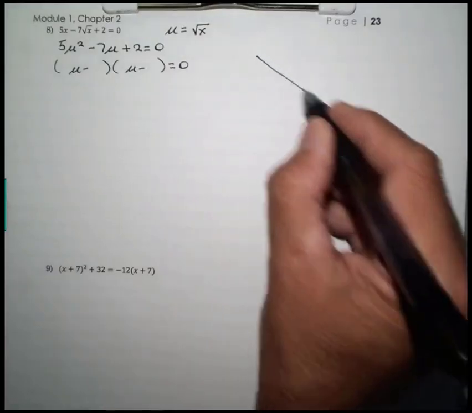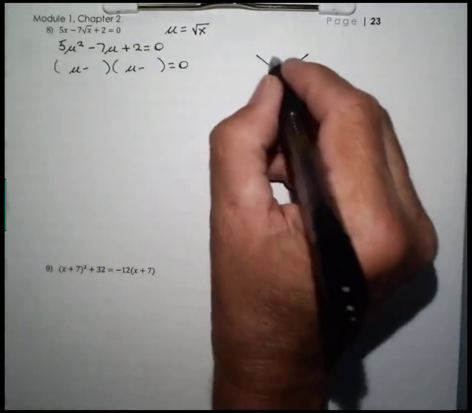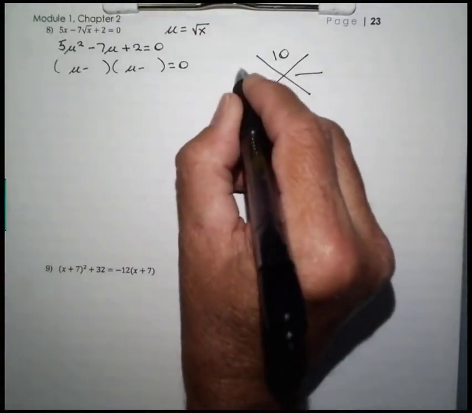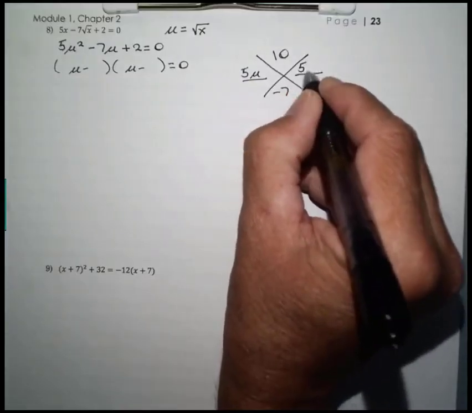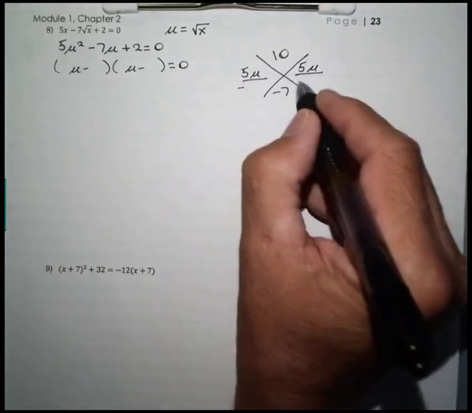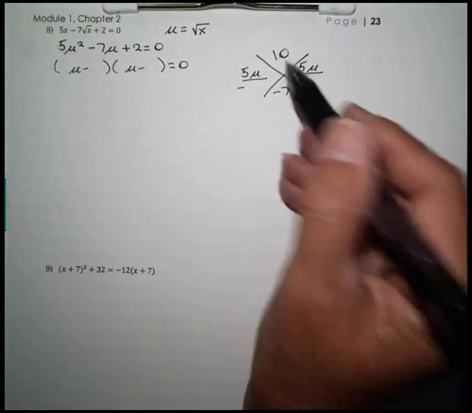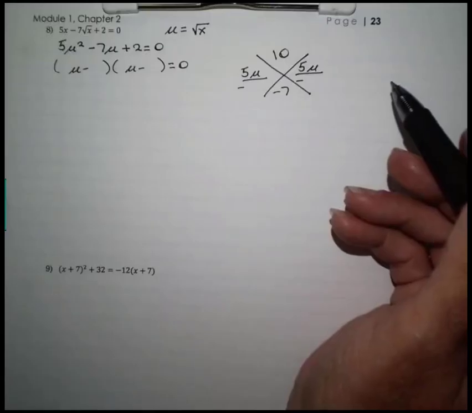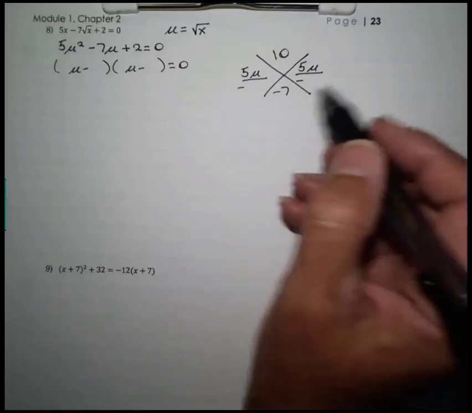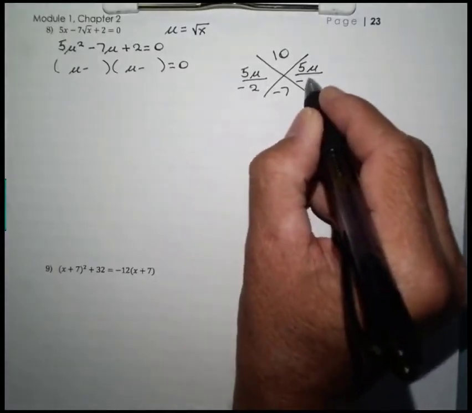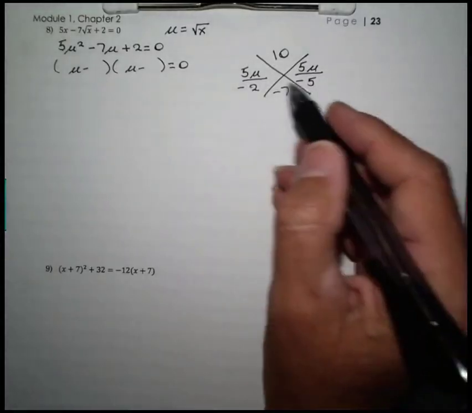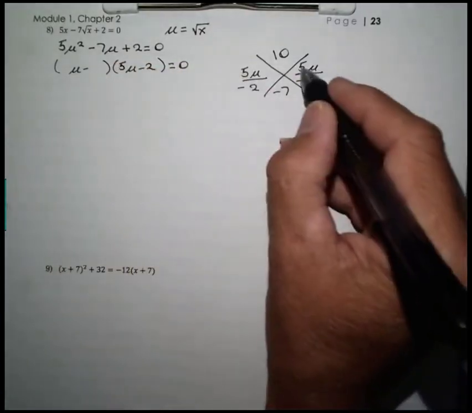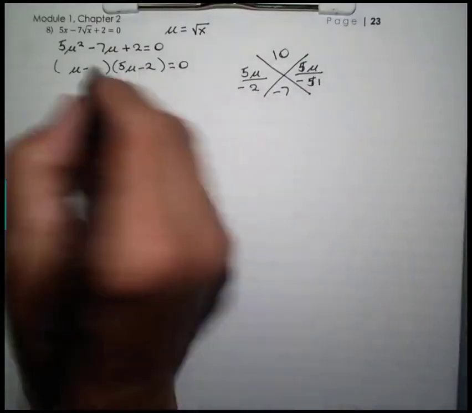And we can come over here and do our diamond. And we can say 5 times 2 is 10. Negative 7 is the middle, the b term. I've got 5u and 5u. And both of them are minus, aren't they? So what do I have? Factors of 10 this time that are going to give me a negative 7. Well, factors of 10 would give me negatives of 2 and 5. If I add them together, they give me negative 7. If they're both negative, 5u minus 2 is good. And this one, I can just reduce that. It's going to be u minus 1.